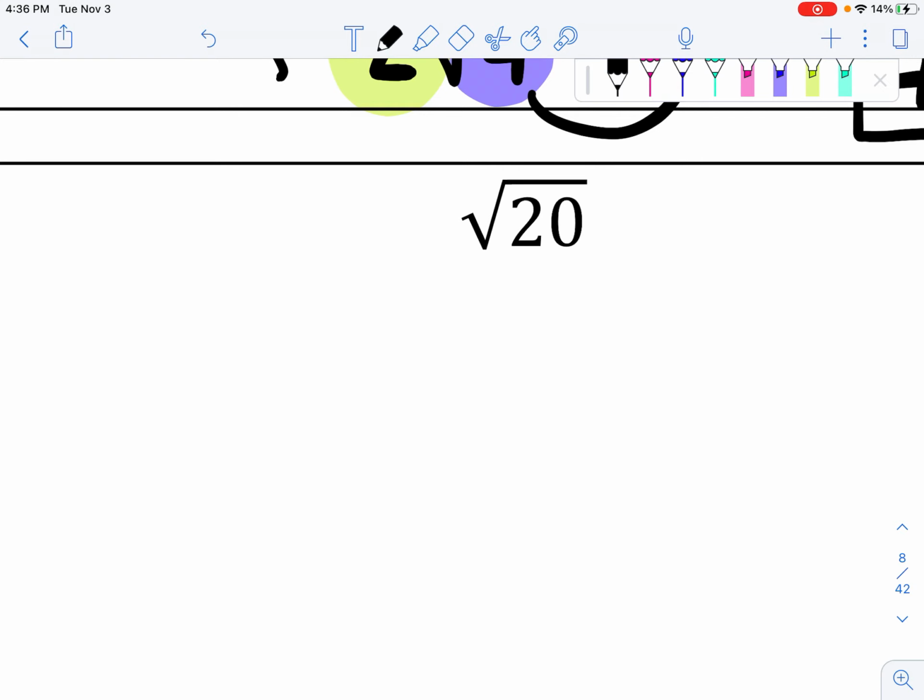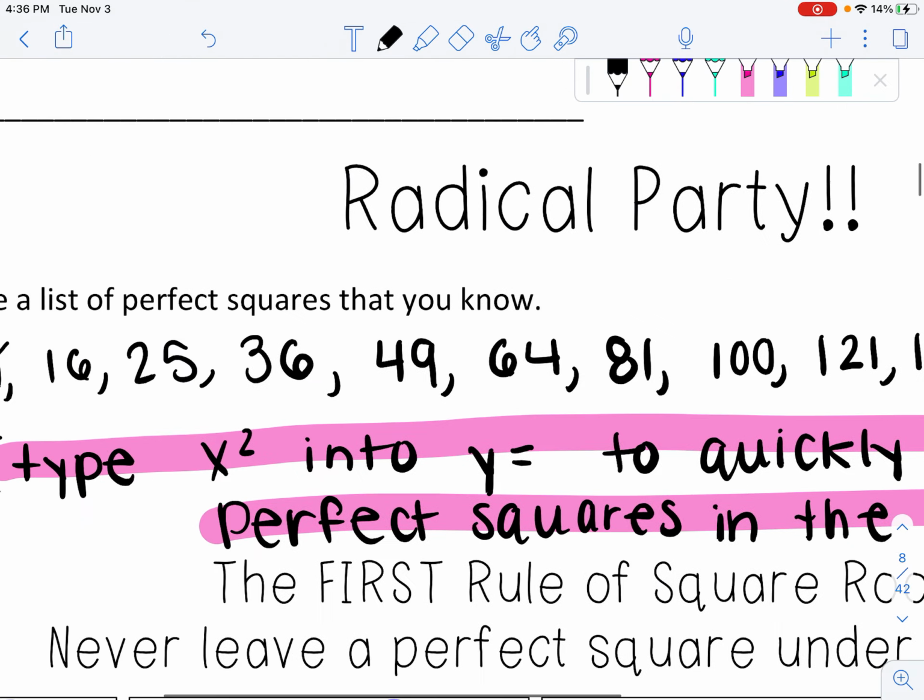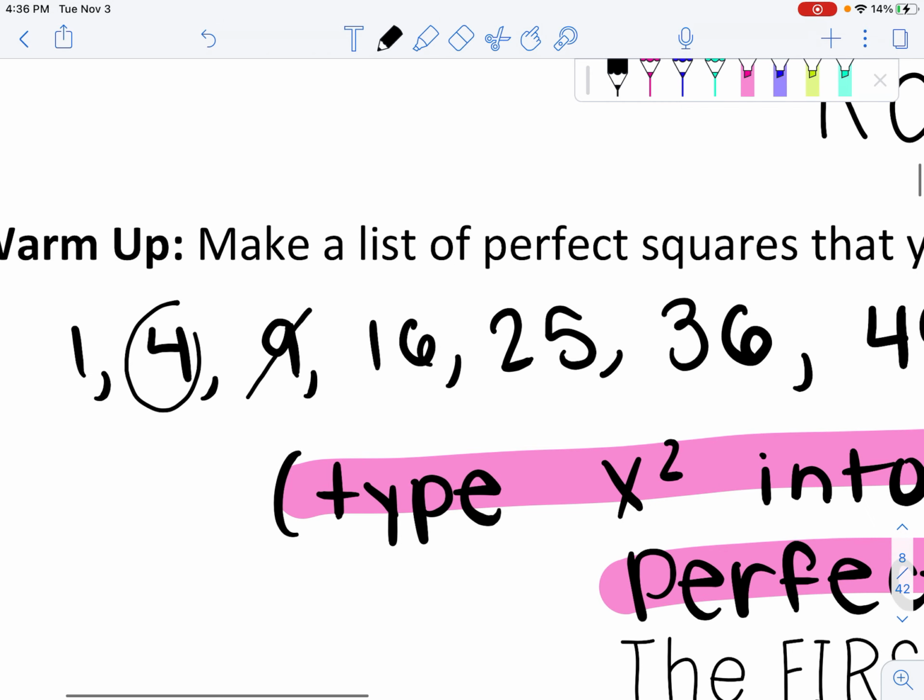So 20 is up next. So the biggest perfect square smaller than 20. Well, 20 falls right in between 16 and 25. So it would be 16.